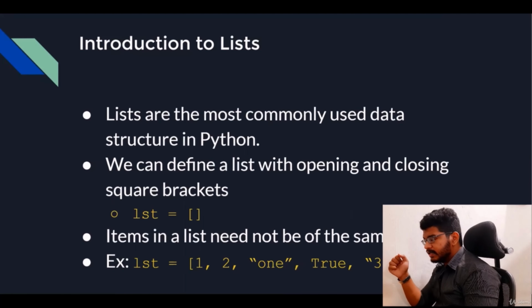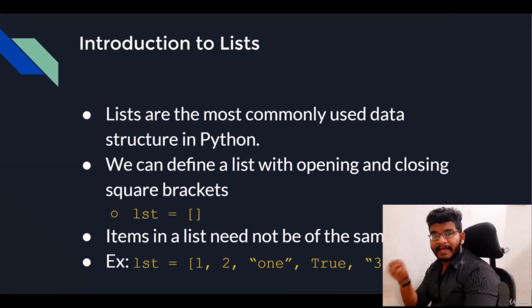You see here, we have defined a list using square brackets, and I have some elements like 1, 2, and 1 as a string, 2 as a boolean, 3 as a string, and 4.5 as a floating value. So this is how we can define a list.